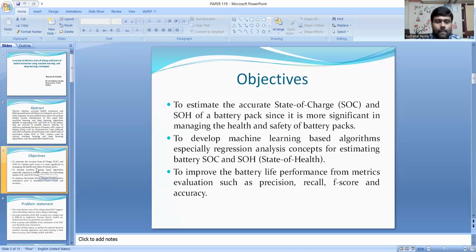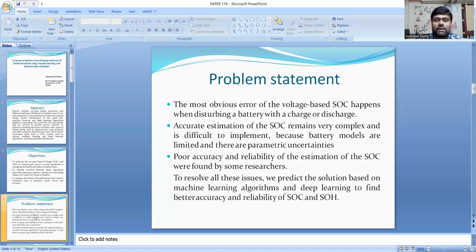Next, problem statement. The most error of the voltage-based SOC happens when disturbing a battery with a charge or discharge. Accurate estimation of the state of charge remains very complex and difficult to implement because battery models are limited and there are parametric uncertainties.